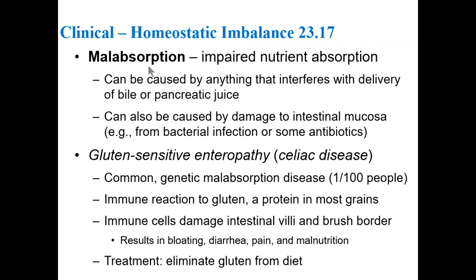A common type of malabsorption is a gluten-sensitive enteropathy, for example, celiac disease. It's a genetic malabsorption disease where someone has an immune reaction to gluten, a protein that's contained in most of our grains, where our immune cells will damage our intestinal villi. So it's our immune system damaging our own cells, the brush border, so it's very difficult to absorb through this damaged brush border, especially the gluten, that specific protein.